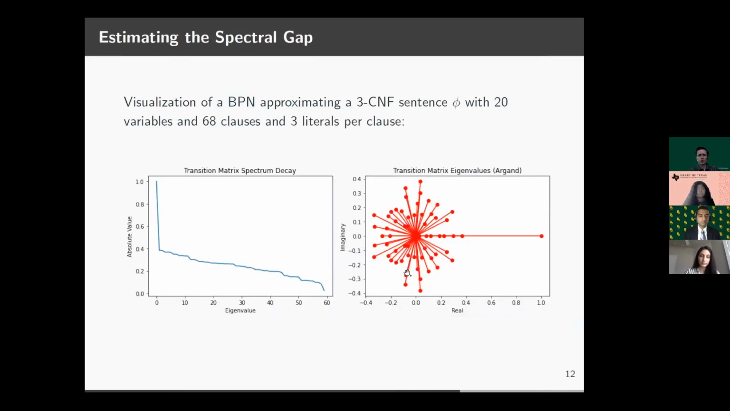And so here's a visualization of the spectrum of this BPN. Again, note that what we're doing here is taking a 2n by 2n matrix and using it to approximate a 2 to the n by 2 to the n matrix. So obviously there is a lot of information loss. We can see that the spectral gap, the difference between 1 and the first non-unit eigenvalue, is approximately 0.6. And on the right, you can see an Argand plot of the eigenvalues of this belief propagation matrix. Again, this is symmetric because the eigenvalues come in conjugate pairs.